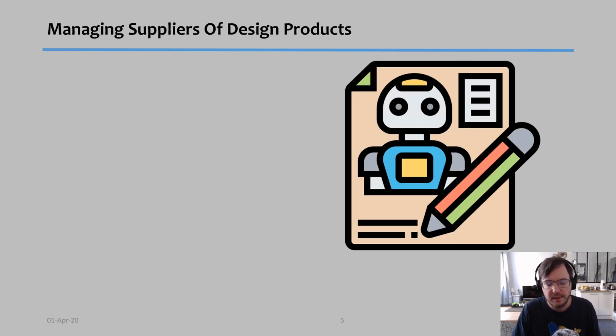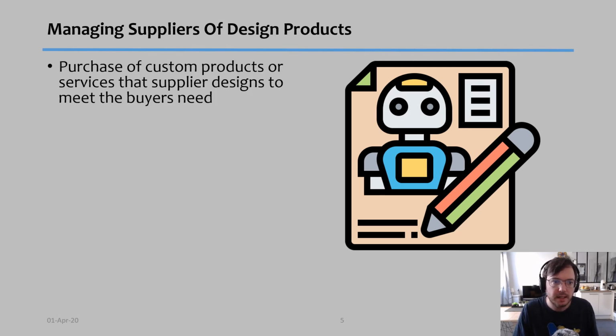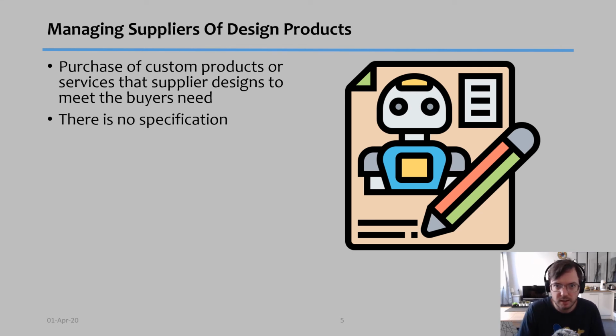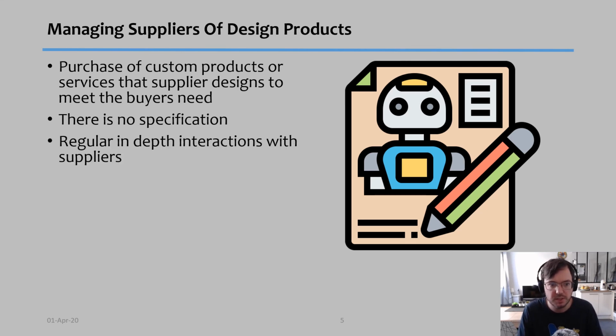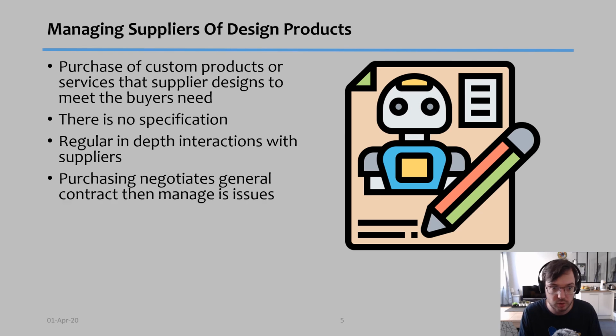The last type is suppliers of design products or design components. Here you are purchasing a custom product or service that the supplier designs to meet what you want. This is a little more complicated, because technically there is no special specification. You might say, design for me an advertisement, but if you knew how it would look, you would not need to hire them. So you're giving them a concept, but most of the time not specific information. What you need is regular, in-depth interaction with these suppliers to make sure it's going in the direction you wish.